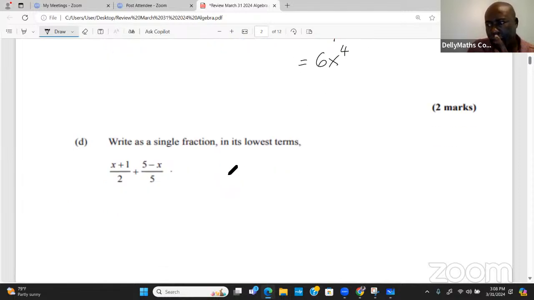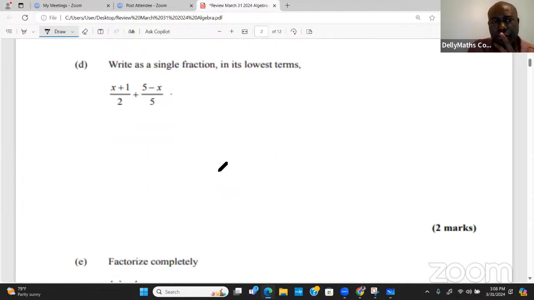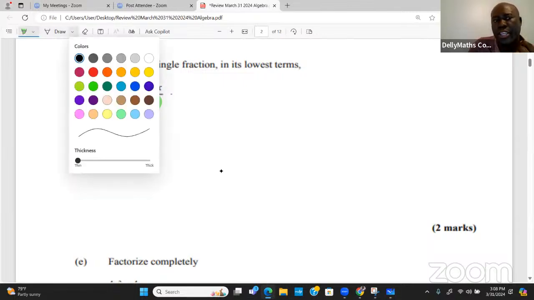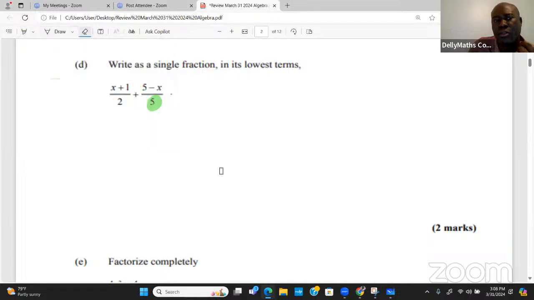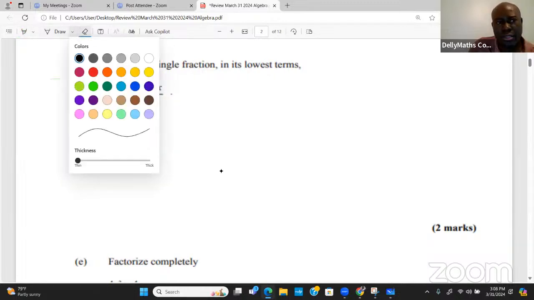All right, let's keep going. All right, write as a single fraction in its lowest term. Again, we have two fractions here, and we're adding. If you're adding fractions and the denominators are not the same, then you need an LCM, right? So there are many ways we could approach this. One of the ways that you can approach this, you could do a cross multiplication if you want, right?